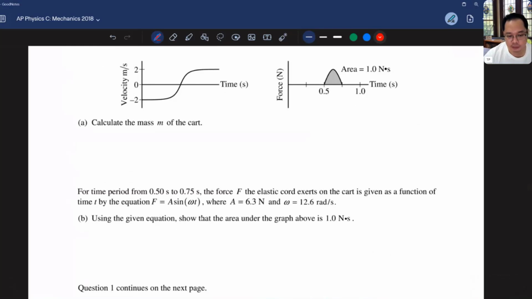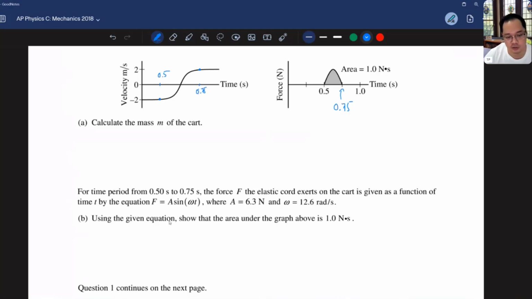Using the given information, the time interval from 0.5 to 0.75 here, this point is right in the middle, so that 0.75 is the time interval where the elastic force exerts on the cart, okay? Like starting from here to here, even a little bit further from here, but it starts decreasing to almost stop decreasing. That is 0.5 and this is 0.75 second.